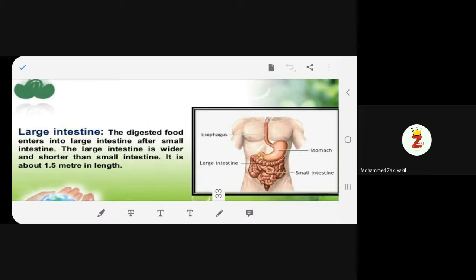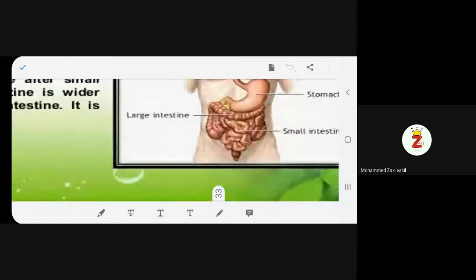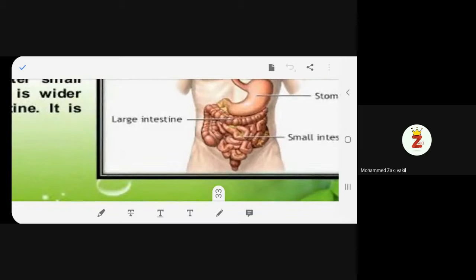The digested food enters into the large intestine after the small intestine. The large intestine is wider and shorter than the small intestine. It is about 1.5 meters in length. Now the food goes to the large intestine. This one, right? Large intestine.